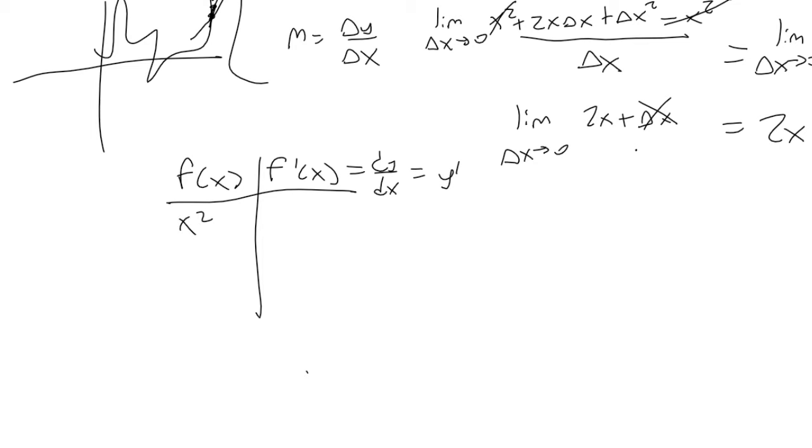So if we have x squared, as we found out, we get 2x. If we have x cubed, we get 3x squared. If we have x to the fourth, we have 4x cubed. And this goes on and on and on.